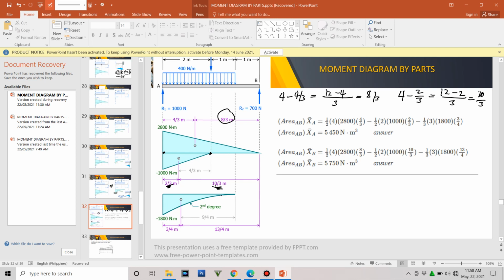Itong spandrel na to is second degree. Ano? Ito, remember, ito 0 yan. Kasi horizontal. 0 degrees yan. Magdadagdag ka ng dalawa. Kaya naging second degree. So, ang general formula natin dito is pag area, 1 all over n plus 1 base times height. Ito yung area. Spandrel. At yung x-bar niya, measured from the head, ano? Measured dun sa ulo, 1 all over n plus 2 of the base.